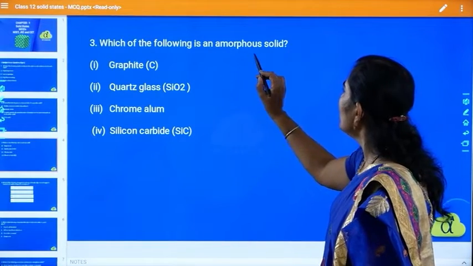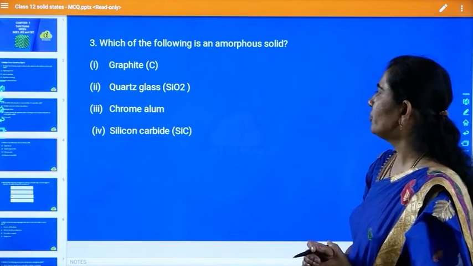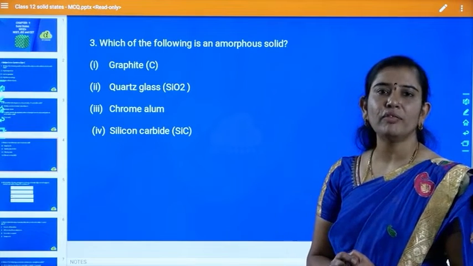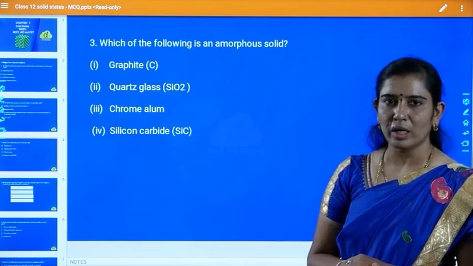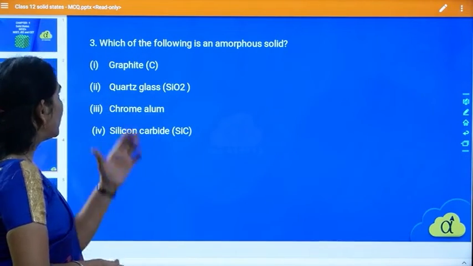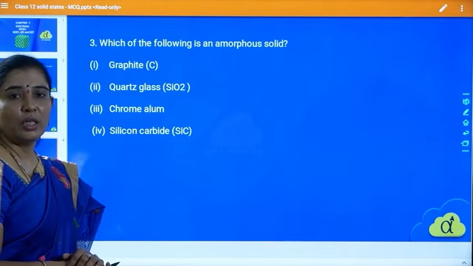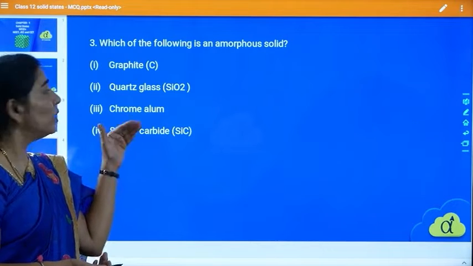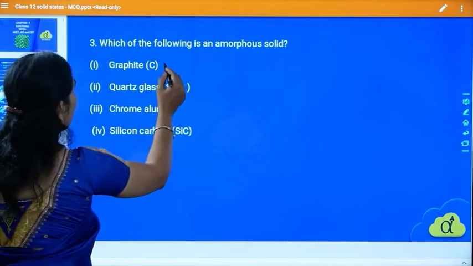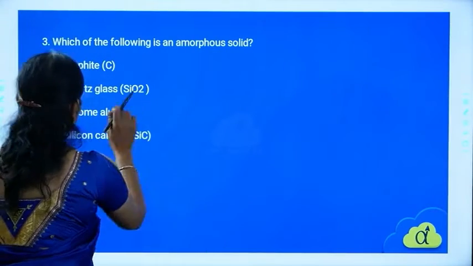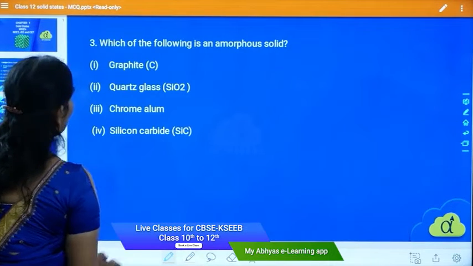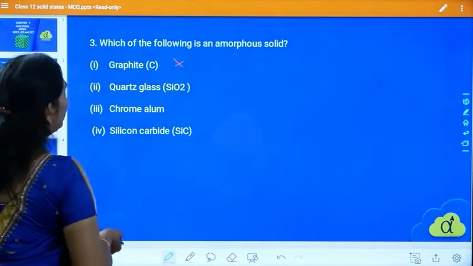Which of the following is an amorphous solid? Which is the amorphous solid? What do you mean by amorphous? There is no regular arrangement in the constituent particles. Please look at here, graphite. In graphite, it is a highly covalent crystalline solid. So this is not an amorphous solid, right? Graphite is not an amorphous solid. So this is not amorphous.